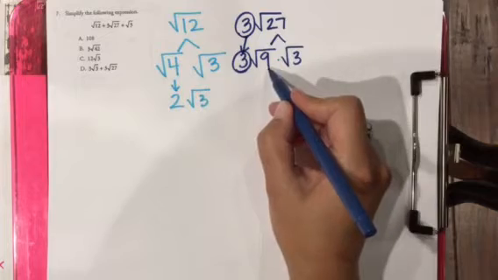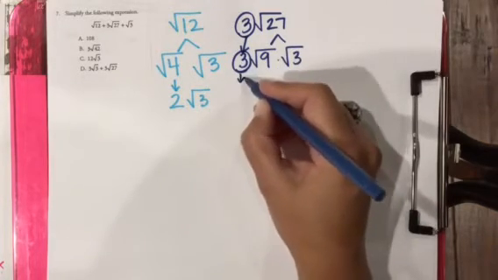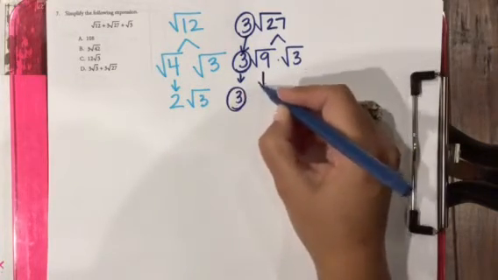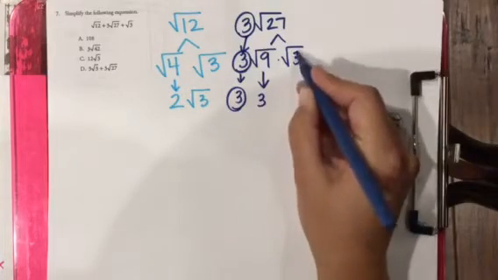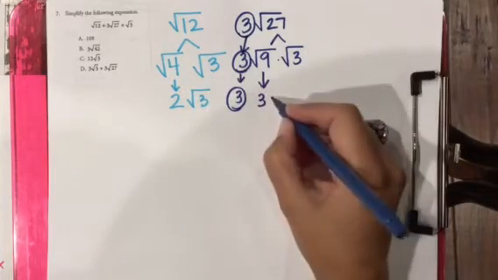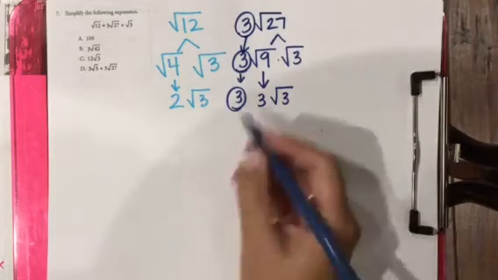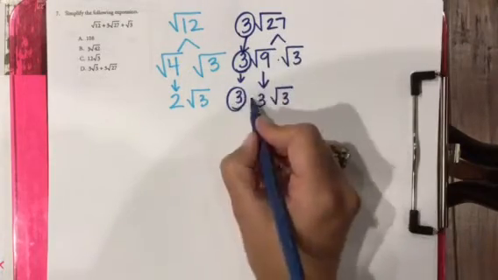So the square root of 9 is 3. So again, I'm going to bring down this 3 that's just hanging out. The square root of 9 is 3. And the square root of 3, again, just like this one, we can't simplify it any further, so we're going to leave it like that. Now, when we have a number outside, these are just being multiplied.